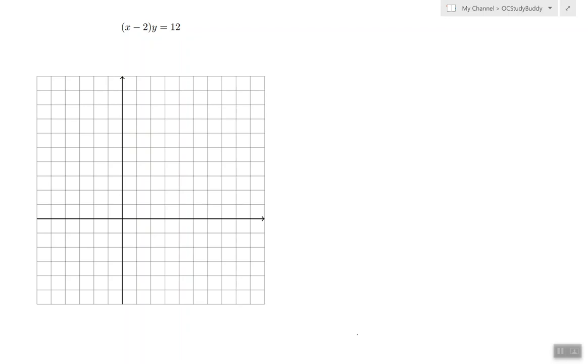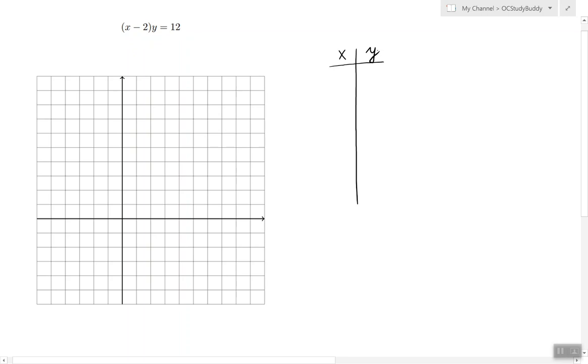In this video, I'm going to show you how to graph an equation in two variables. To graph an equation in two variables means to plot all the points whose x and y coordinates make the equation a true statement. So again, if we don't recognize the equation and we don't know how to graph it, the best approach is to pick some points.